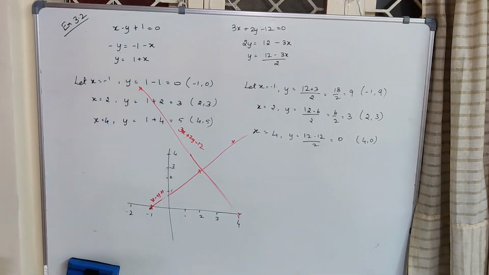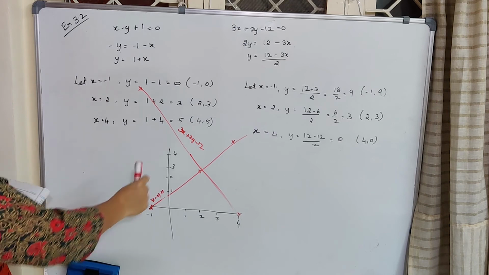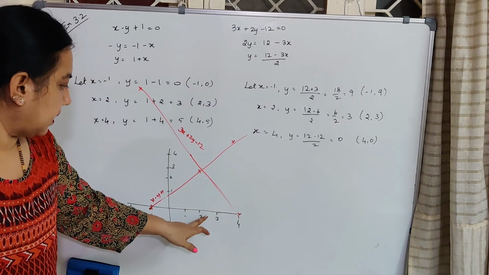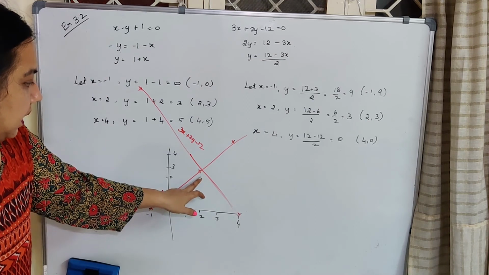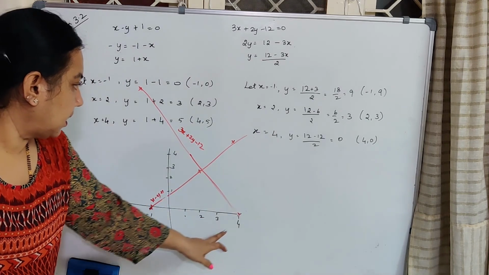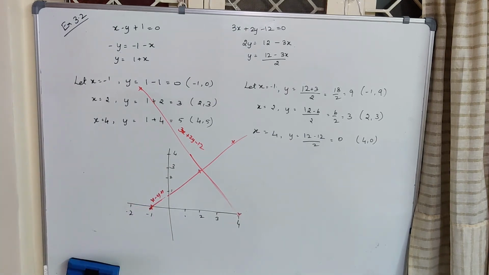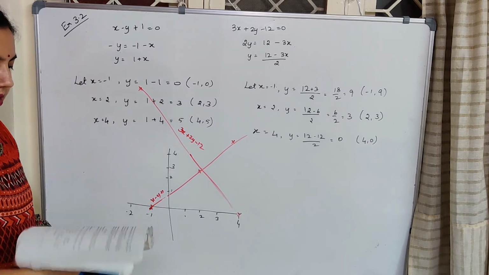That's what they asked, right? So these are the 3 points of the required triangle. We have to take and write the points. If you want to be precise, this is 2, 3 and this is 4, 0 and this is minus 1, 0. These are the 3 points where they form the triangle with the x-axis. With that, the exercise is over. Okay, that's it.